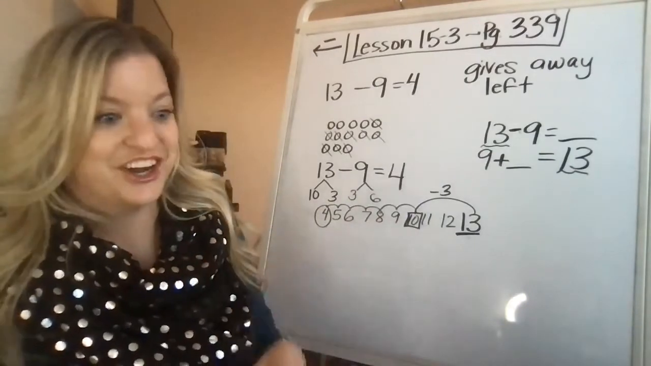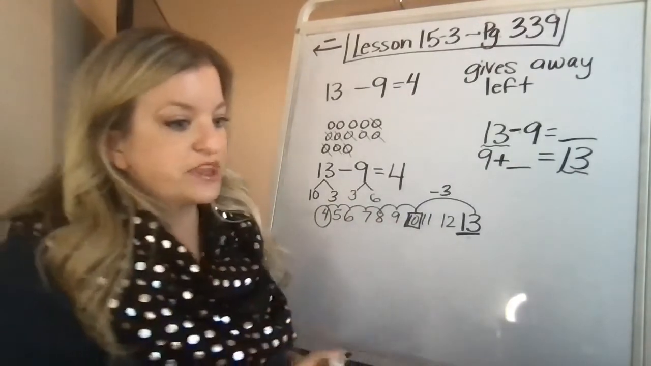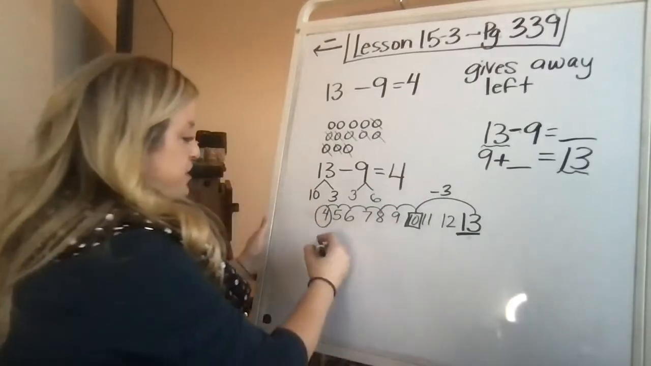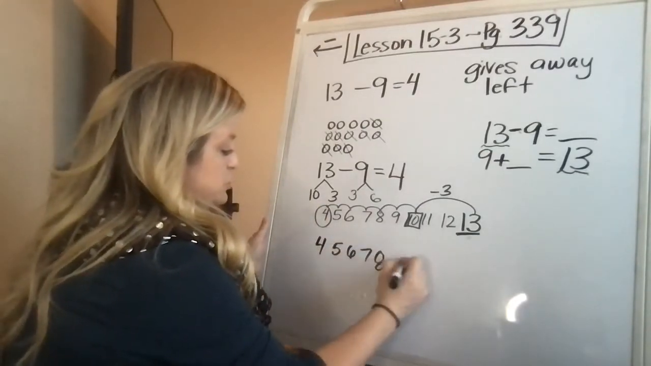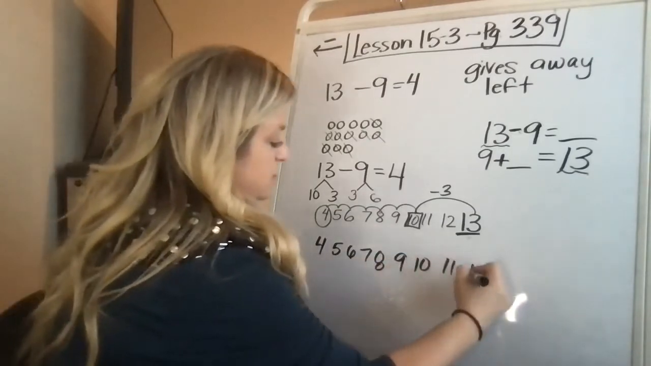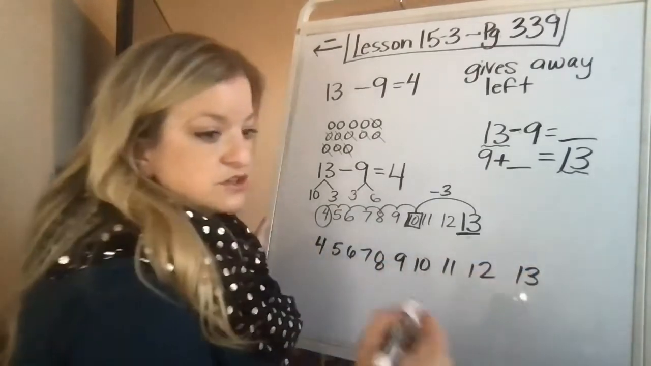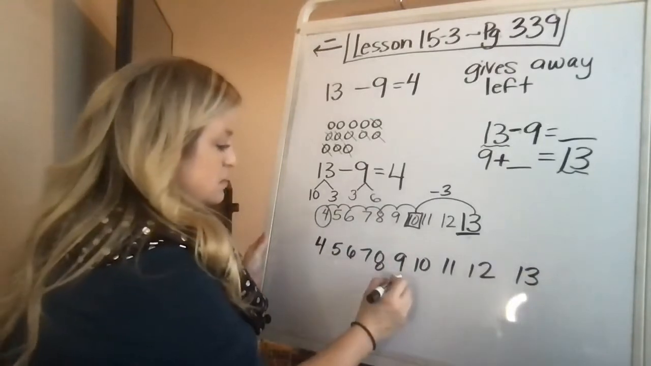Okay. All right. So it says start with 9, and they're showing you addition with this model, 11, 12, 13. So you start with 9.